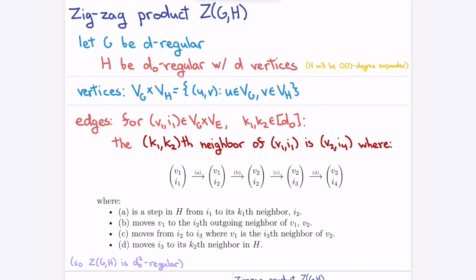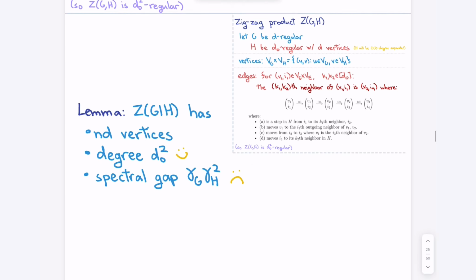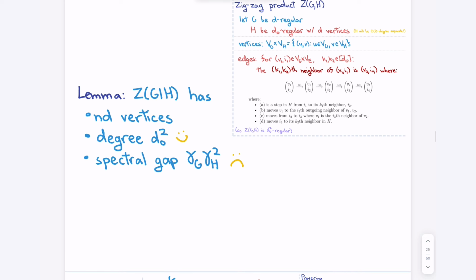All right, so the main thing we're going to do today is try to prove this. It's easy to see that the degree is D0 squared because the only actual choices you make are the 2 steps in H, and D0 is the degree of H. The interesting part is trying to show that the spectral gap is gamma G times gamma H squared. So it's a little bit smaller. But you should think of gamma H as being very big because H is an expander. So hopefully that'll still be a net win.